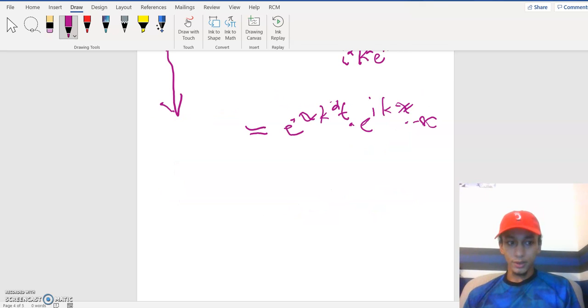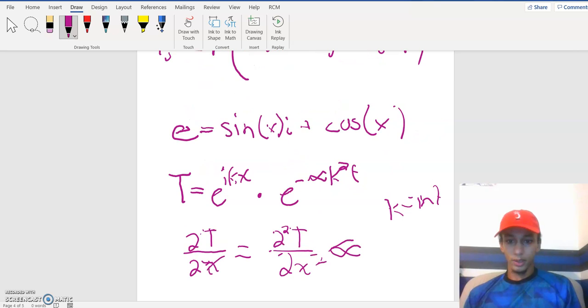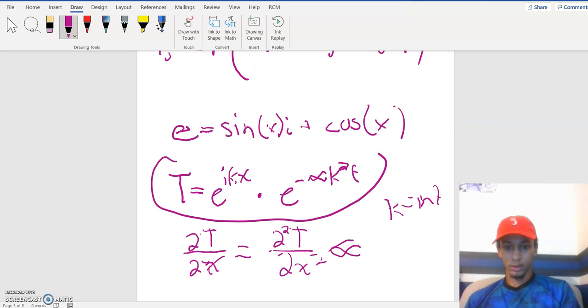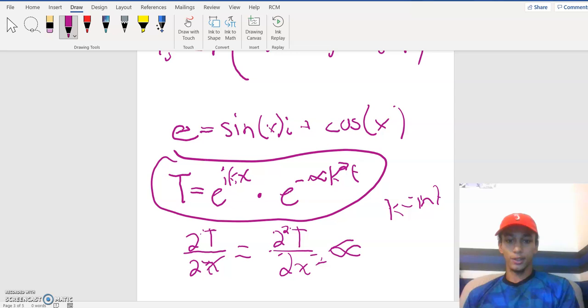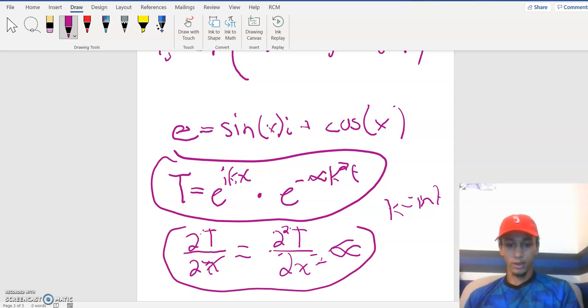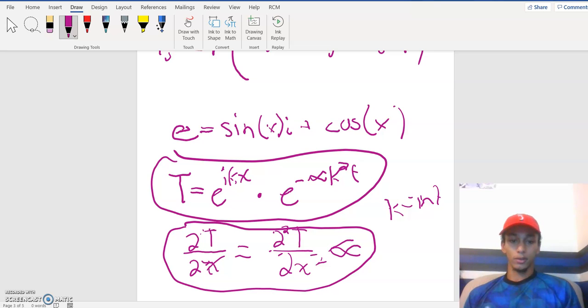So it means, let's go back up. This e^(ikx) times e to the negative alpha k squared t is the solution for this. You're taking temperature as a function of position and a second derivative of temperature with respect to position. It's a solution not accounting for the boundaries. So that is an important point. It's not accounting for the boundaries.